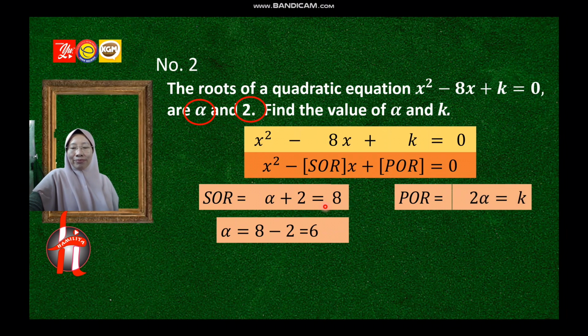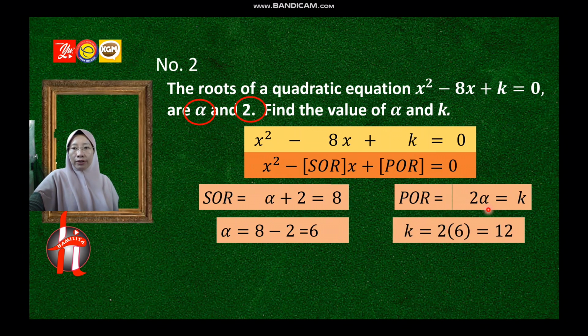And then the product of root is alpha times 2, equals to 2 alpha. And we compare it with the equation. Product of the root is equal to k. Since we already know the value of alpha, you just substitute alpha with 6 here. And we get k equals to 12. So we solved our problem.